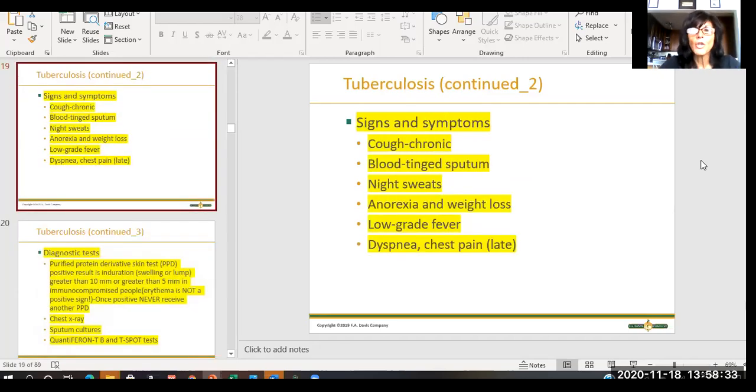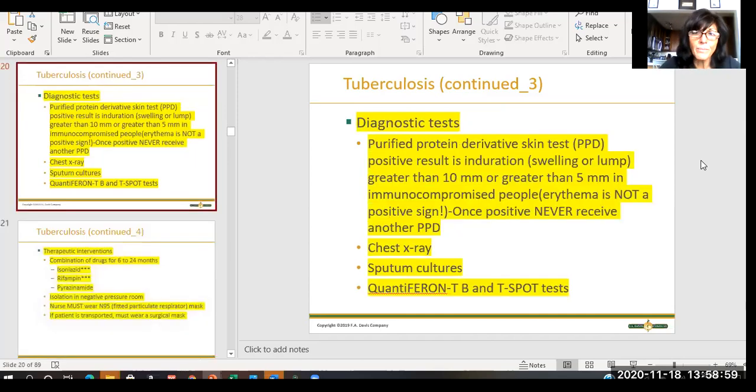Signs and symptoms. Chronic cough, it will not let up. And they're coughing up blood, night sweats, loss of appetite, weight loss, low-grade fever that doesn't go away. You know, not anything crazy, but like 99 or 99 point something, it just kind of hangs on. When they start having real difficulty breathing and chest pain, that's late in the disease process. So that means we kind of messed up and we didn't see it.